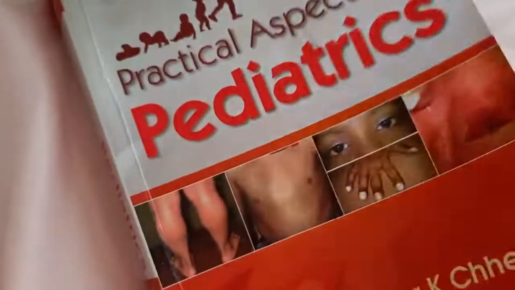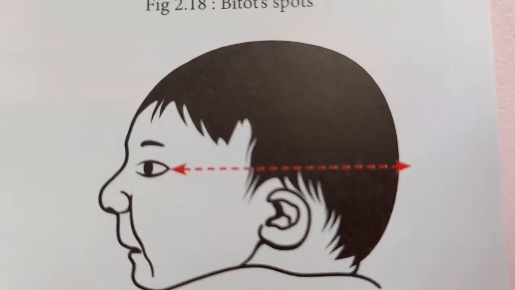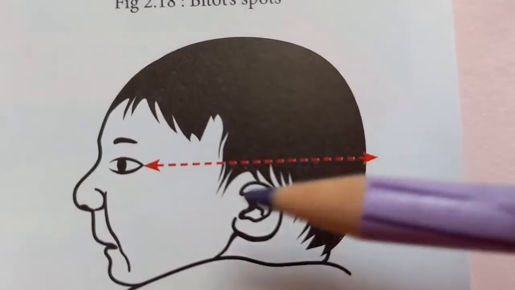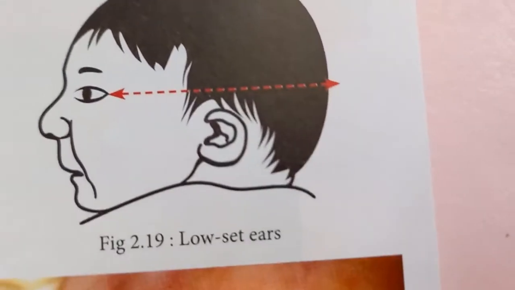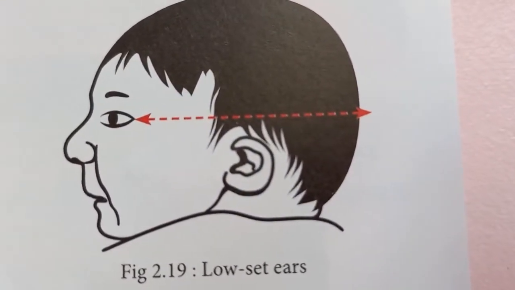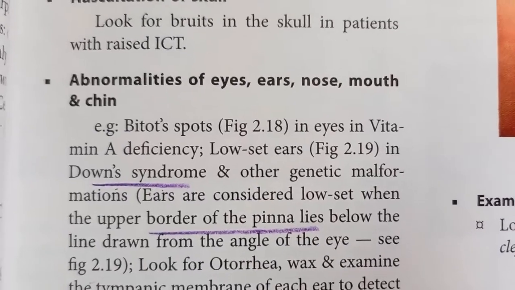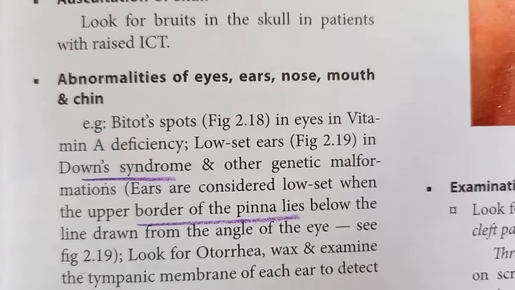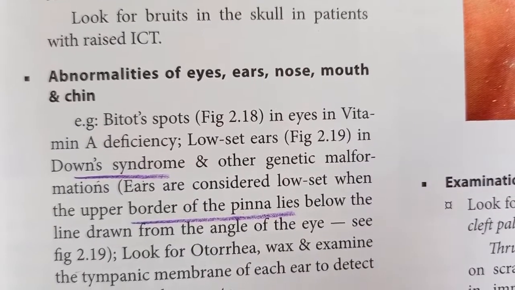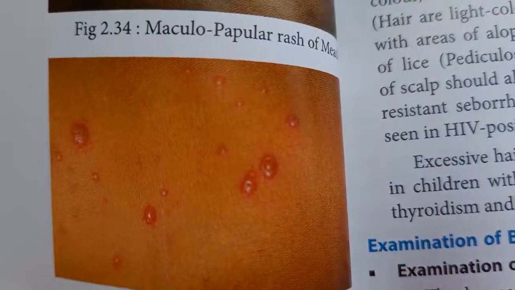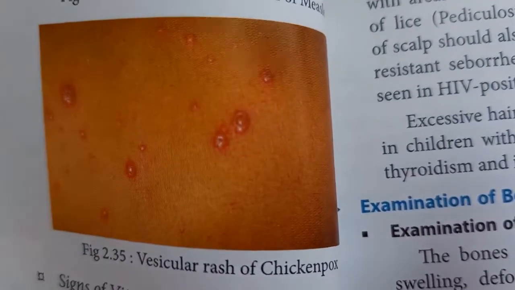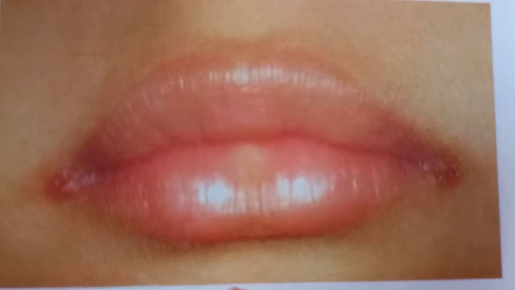Now let us look at some spotters. What do you say, people? What are you looking at here? Did you guess? It's low set ears. Where will you see low set ears? Down's syndrome. Okay, and other genetic malformations. So what are you seeing here, people? Yes, you're seeing vesicles. So what is this? Vesicular rash of chickenpox. Very good.